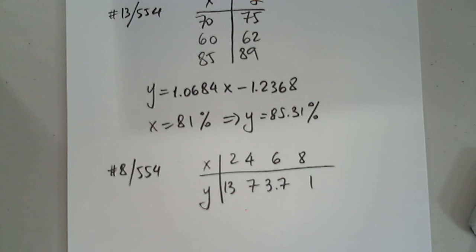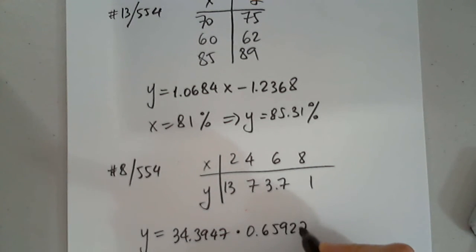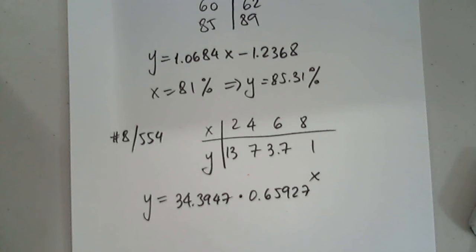So here it is. As I expected, the base is less than 1 because the function is decreasing. So now y equals 34.3947 times 0.65927 raised to x. So now we can look at the graphs. It will graph the function and the points as expected.